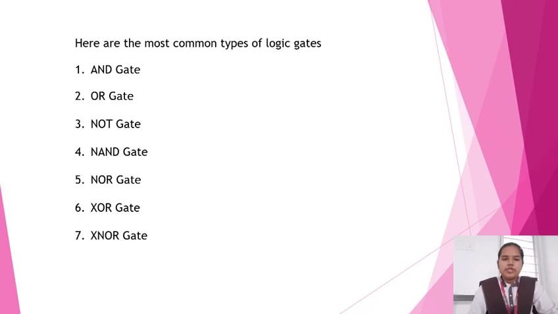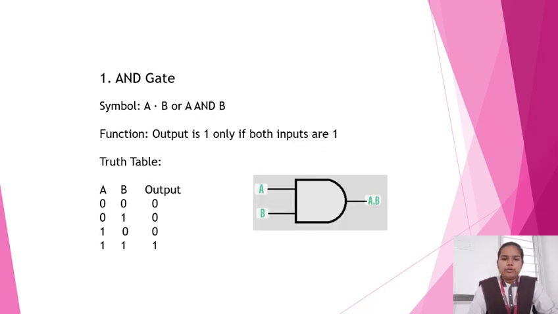Here we see some of the most common types of logic gates. First one AND gate, second one OR gate, third one NOT gate, fourth one NAND gate, fifth one XOR gate, sixth one XNOR gate, seventh one XNOR gate. And we see the detailed explanation about the logic gates.